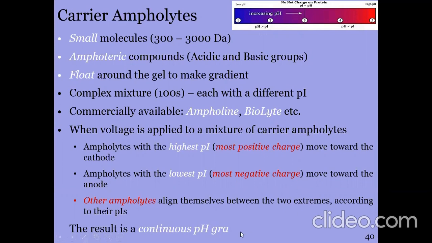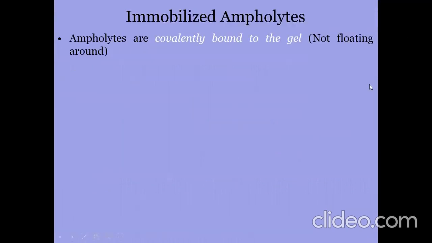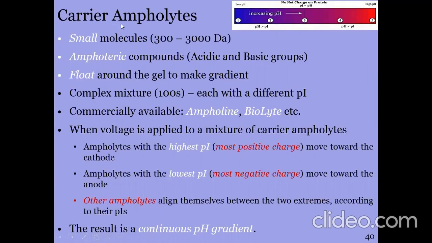And the result is a continuous pH gradient. If we have different ampholytes, so there will be a continuous pH gradient based on their pI. So different pIs will be there based on different species, the different ampholyte species actually. And so that was carrier ampholytes. So carrier ampholytes have few properties. That means small, amphoteric, floating. Examples are there, and they create continuous pH gradient if they are a mixture of ampholytes.